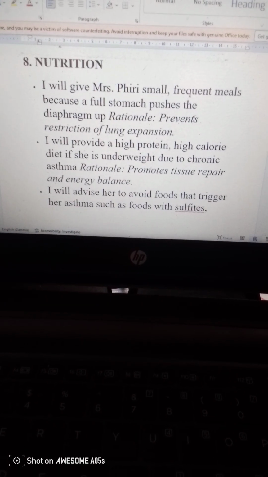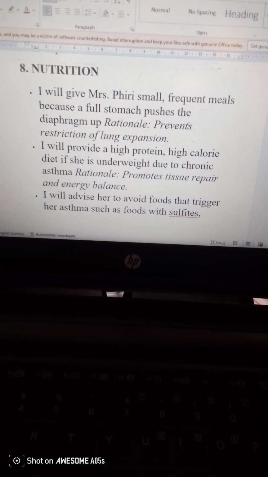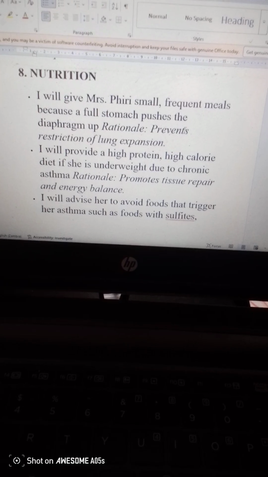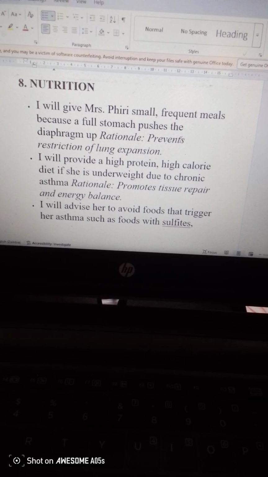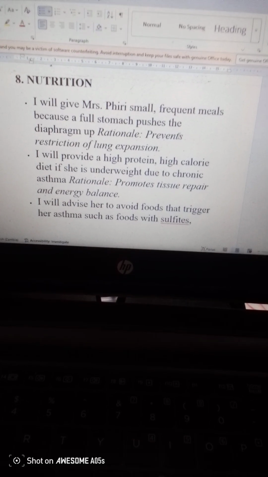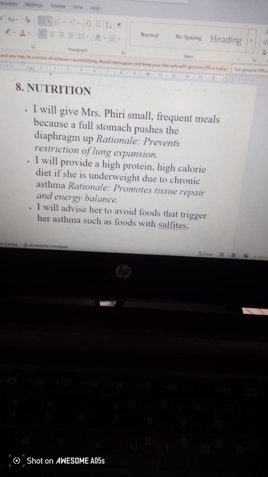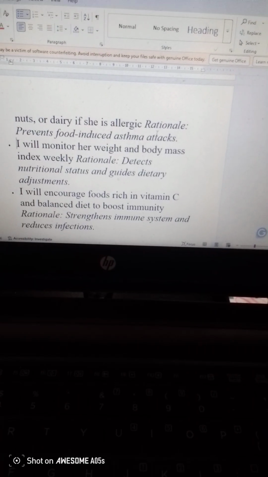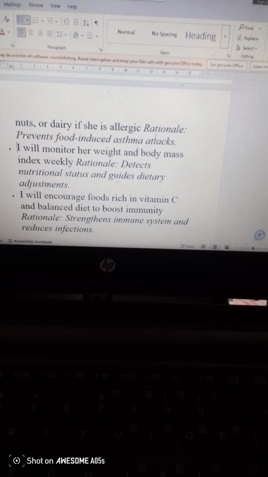small frequent meals because a full stomach pushes the diaphragm up. So the rationale, this prevents restriction of lung expansion. Then I also provide a high protein, high calorie diet if she is underweight due to chronic asthma. So the rationale, this promotes tissue repair and energy balance. Then I'll also advise her to avoid foods that trigger her asthma, such as foods with sulfites, nuts or dairy if she is allergic. So the rationale is that this prevents induced asthma attacks.